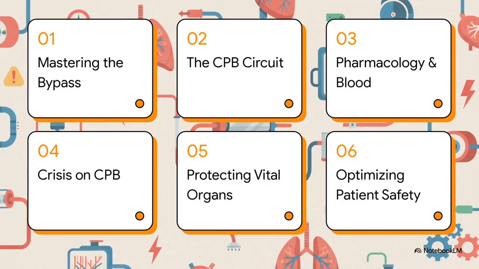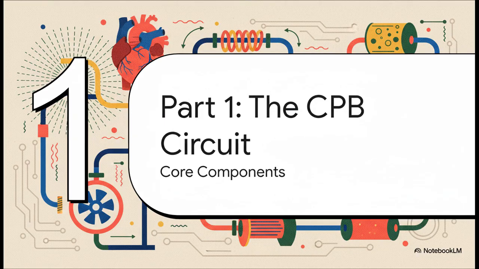We're going to build this up logically, from the ground up. We'll start with the nuts and bolts, the machine itself. Then we'll get into the drugs and blood strategies we use to manage the patient on that machine. From there, we'll run through the worst-case scenarios and what our immediate actions need to be. And finally, we'll pull it all together and talk about protecting our patients' vital organs to optimize their safety. Okay, let's dive right in.